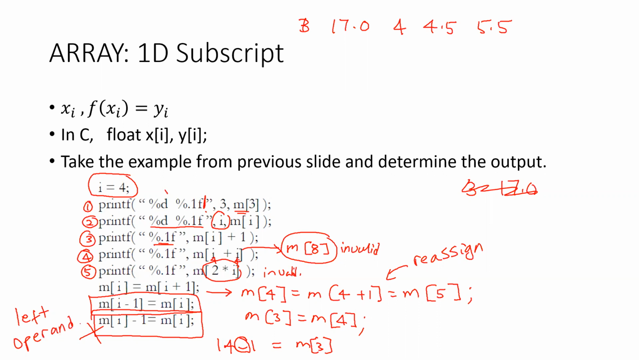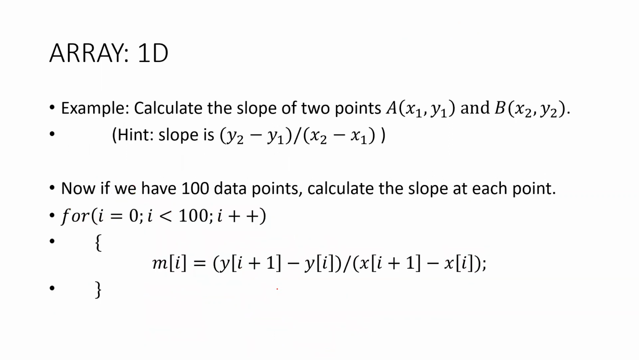Dia punya error, left hand operand, tak boleh buat. Tapi kalau saya nak buat negatif 1 ni, saya nak pindahkan ke sebelah kanan, tak ada masalah, sebab kita boleh buat any operation on right hand side. Okay, ada soalan setakat ni?